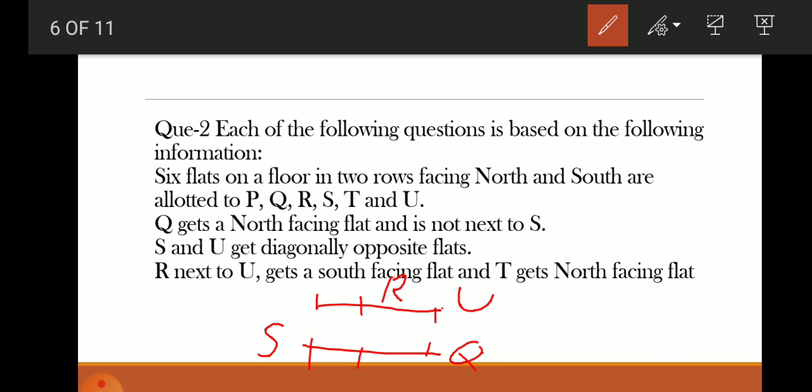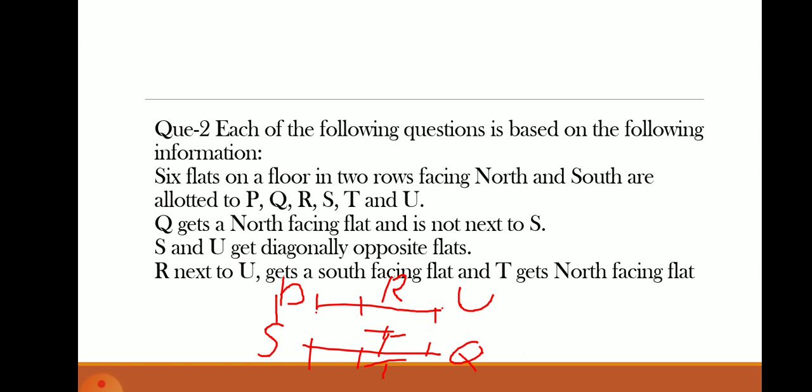And in the last sentence we have seen that T gets a north facing flat. That's why T must be here, because T is a north facing flat, and only one space is vacant here, that is the central space. There we have placed T. So all the information is utilized, and only one flat remains, that is P. We will put P here because it is the only vacant space remaining. So these are the flats we have placed according to the given information.